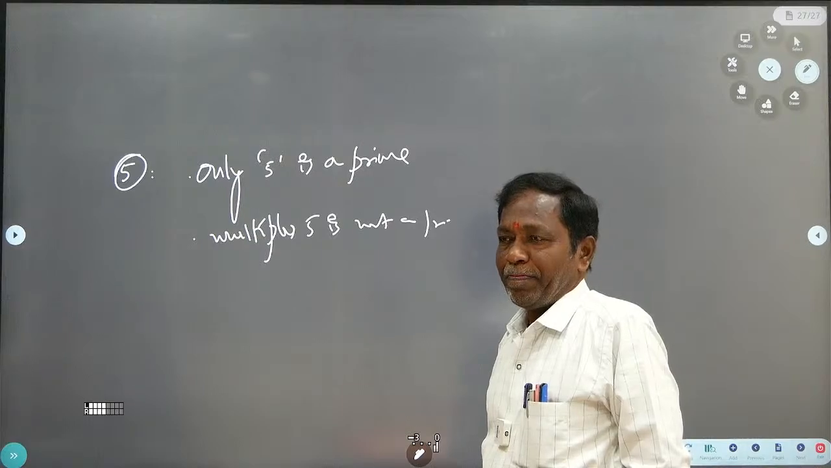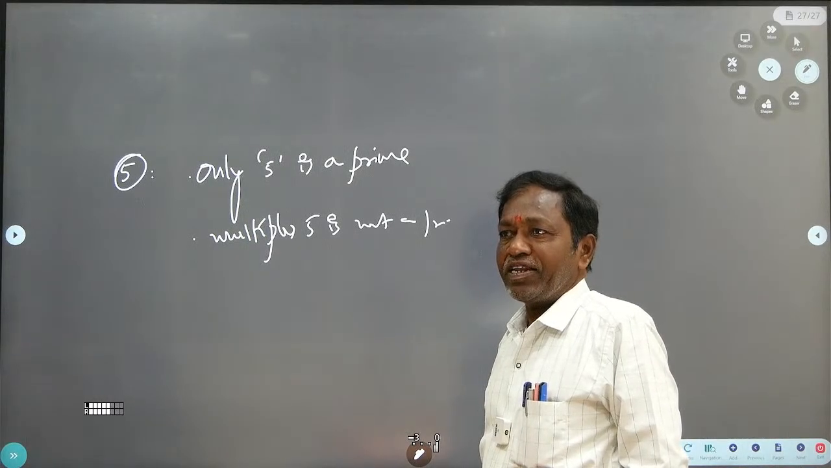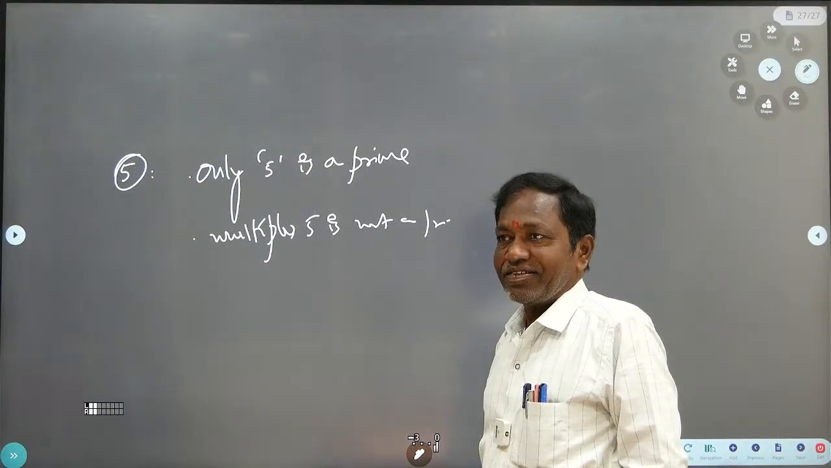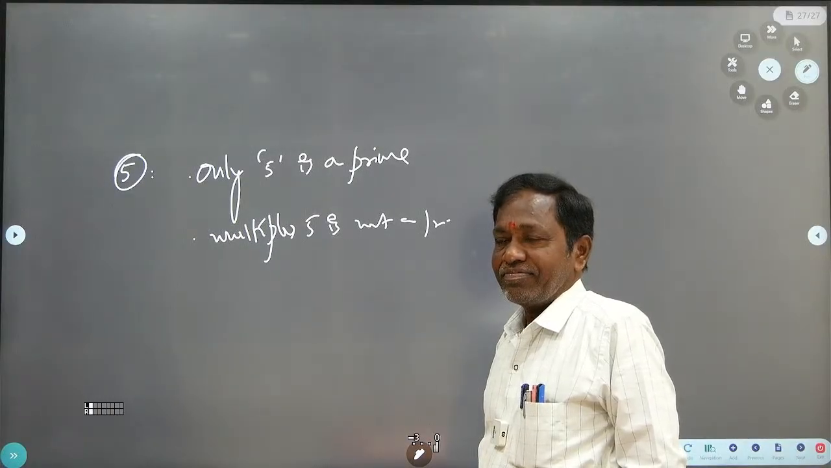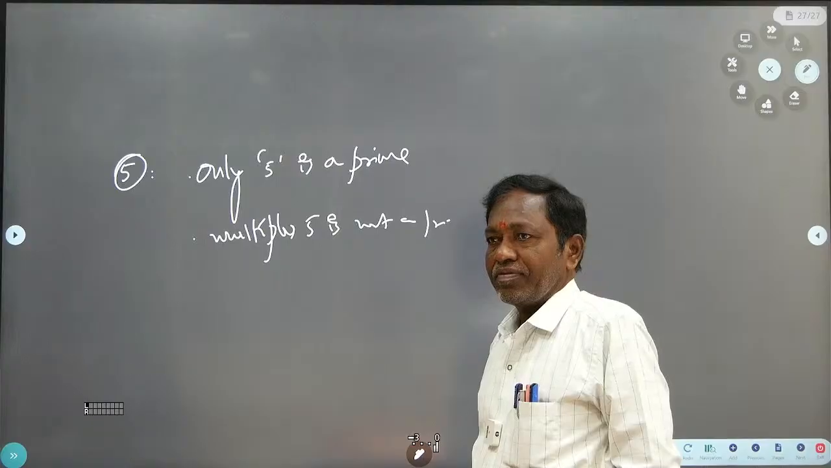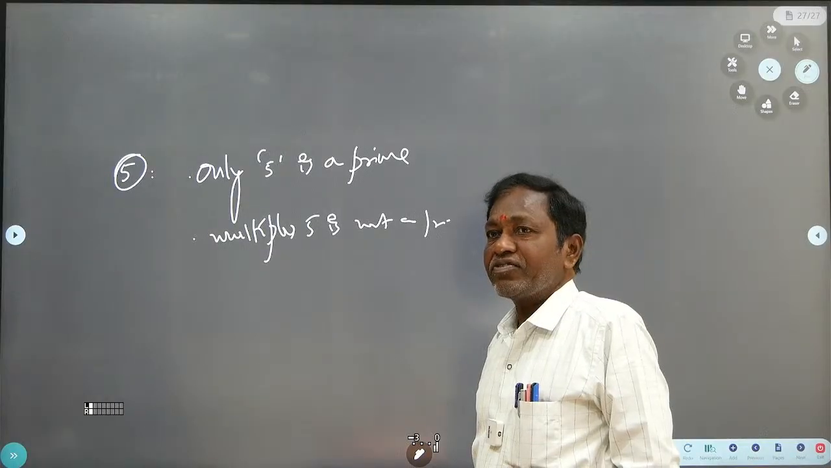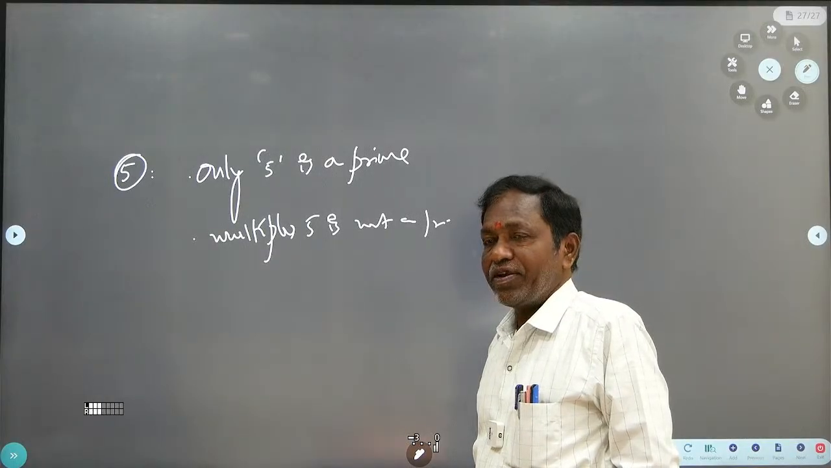49 is not a prime number, it's a square number. 49 is not a prime number. That's 7 sevens, 49. 1 7 49. It's like that. 49 is a square number.